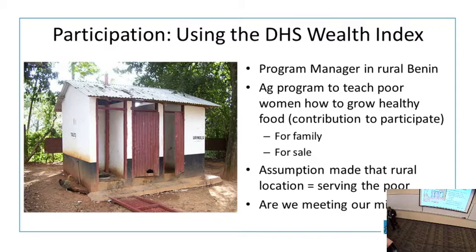Is it flushed to pipe sewer system? Is it flushed to septic tank? Flushed to pit latrine? Flushed to somewhere else? Flushed to you don't know where? Is it ventilated and improved pit latrine? A pit latrine with a slab? A pit latrine with an open pit? A composting toilet? A bucket toilet? A hanging toilet or hanging latrine? Or do you have no facility, you use bush or field, or is it something else? That's your toilet. What type of toilet is that from all those choices I just gave you?